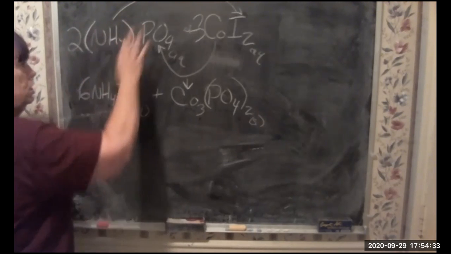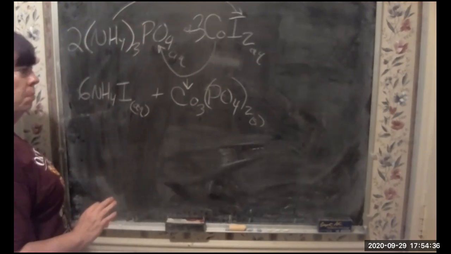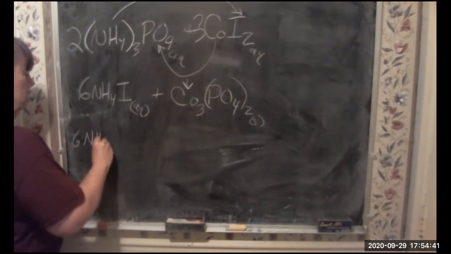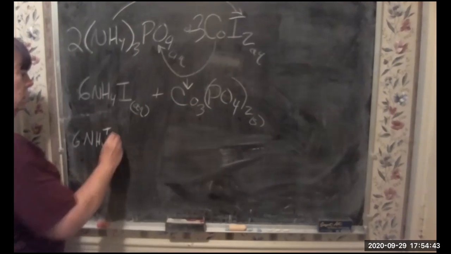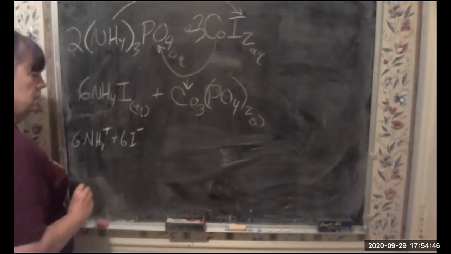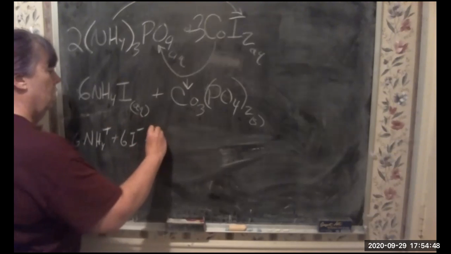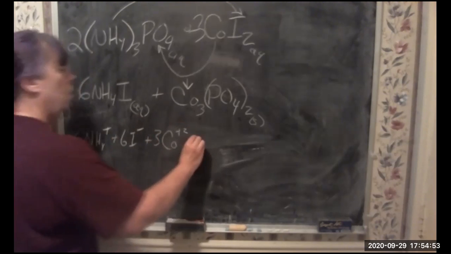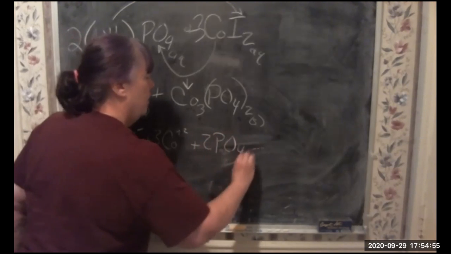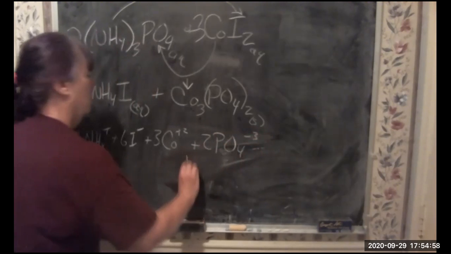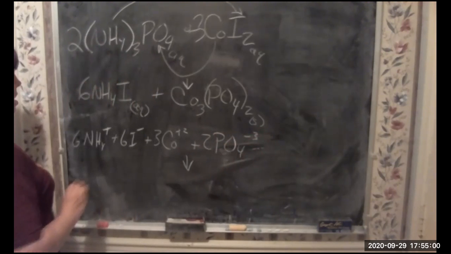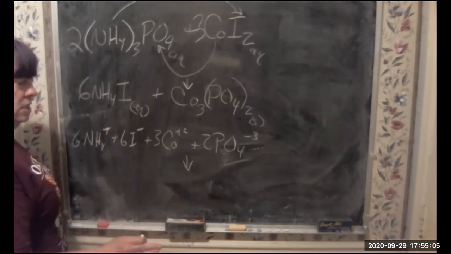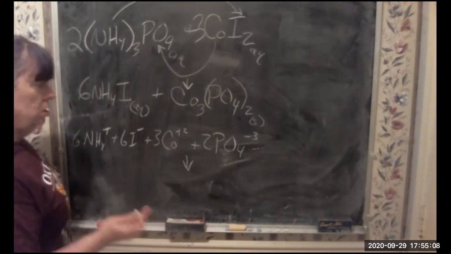So if I start splitting this all apart to write my complete ionic out of it, I'm going to get 6 ammoniums, 6 iodides, 3 cobalt plus 2s and 2 phosphate. Again, I'm kind of doing this vertically. Everything that did not stay stuck together continues to be an ion.